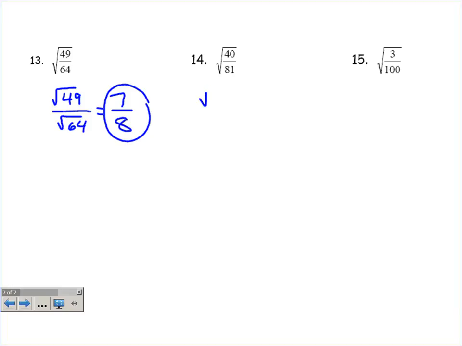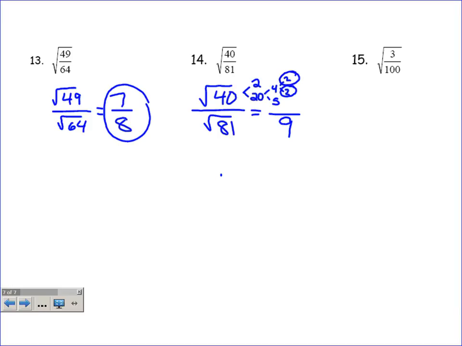Number 14. We can break this into the square root of 40 over the square root of 81. Let's do the square root of 81 first, that's easy. That's just 9. So on the bottom it's going to be 9. On top, a little more complicated. I'm going to do this sideways. What do we have? 2 and 20. That'd be like 4 and 5, which gives me another 2 and 2 here. Do I have any pairs? Yes, there's a pair of 2s.